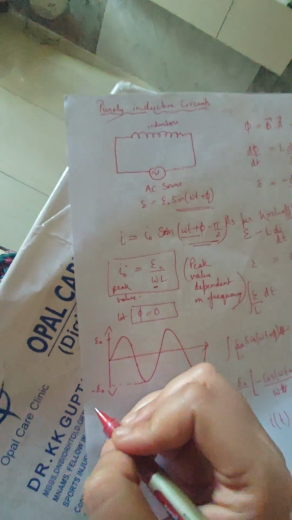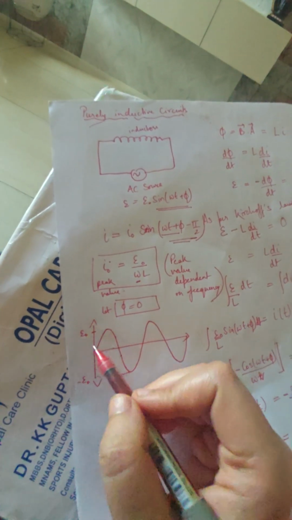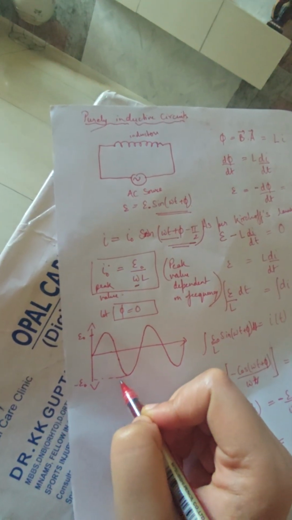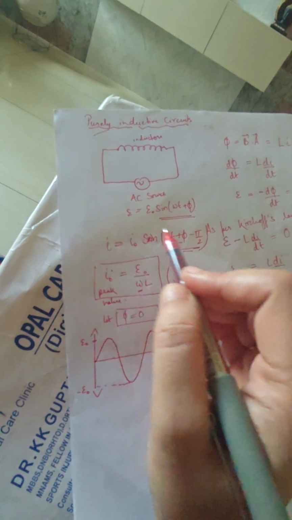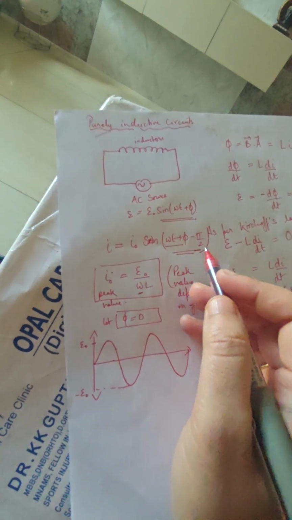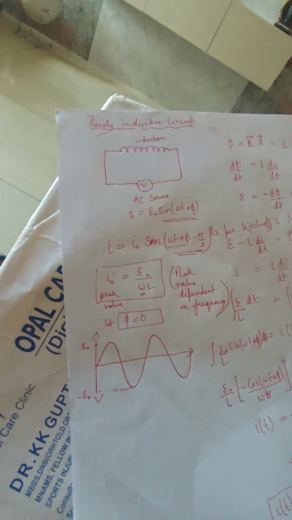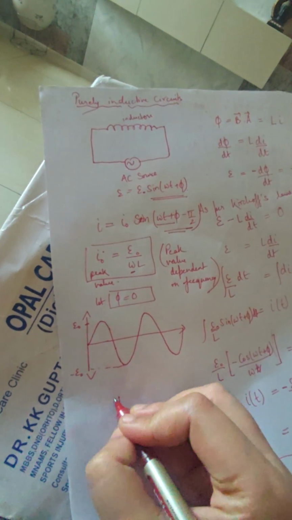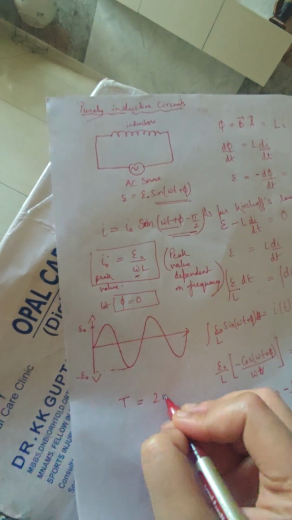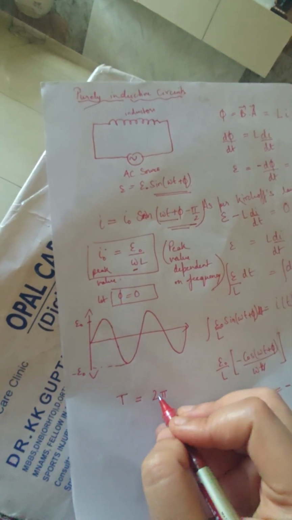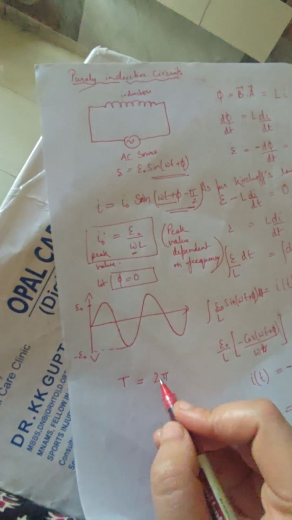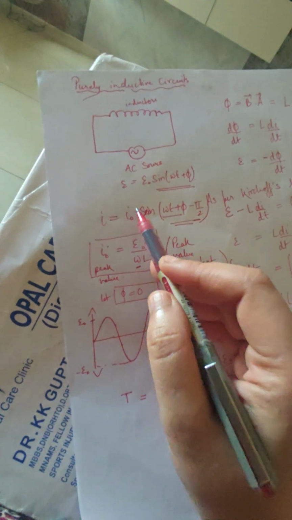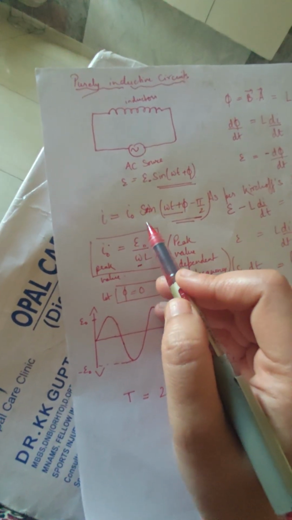Now what does this minus pi by 2 say? It says that if my EMF has gone far off, my current is still behind by a factor of pi by 2. Now what does it mean? In one complete cycle, in T time period, a varying quantity like EMF or current covers 2 pi phase. These are the vibrating quantities, right? Here EMF is vibrating and correspondingly current is also vibrating.